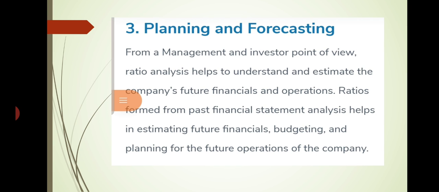Ratio form for past financial statement and analysis helps in estimating the future financials, budgeting and planning for future operations. For that, I want to explain one example. Before 15 days, the news came out that Bajaj Finance will turn into a bank. With the help of that particular news, the share of Bajaj drastically increased by 900 rupees in a day. Can you imagine, guys?